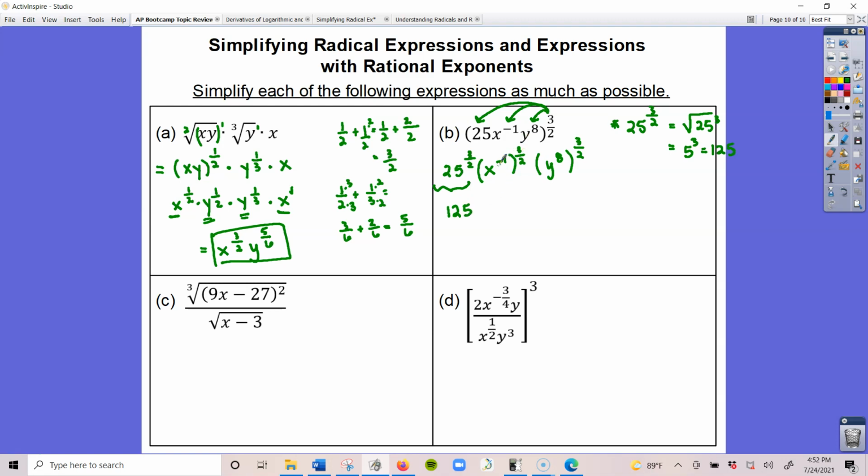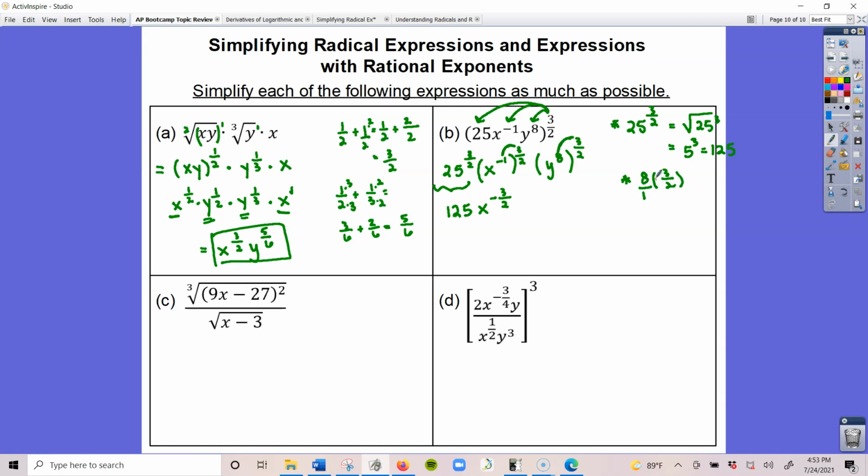Now here we have x to the negative 1 raised to the 3 halves. We have a power raised to a power, so we're going to multiply those exponents. So this is x raised to the negative 3 over 2. And then here, same thing. We have a power raised to a power. So you have to multiply 8 with 3 over 2. Keeping in mind when we're multiplying fractions, you just multiply numerator with numerator, denominator with denominator.